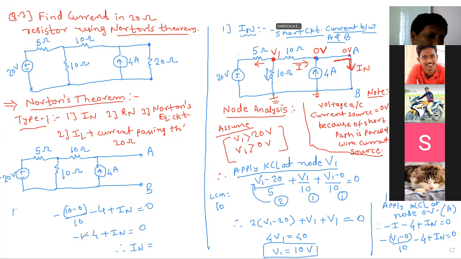Minus 4 minus 1, that is minus 5, goes to the right hand side, becomes plus 5. So this is the answer of IN.